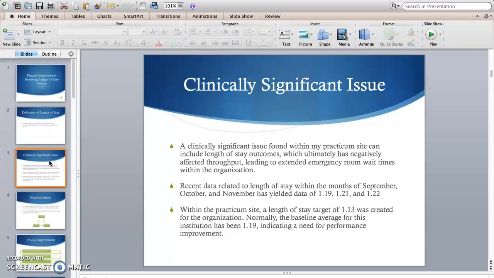And then with that, recent data related to length of stay within the months of September, October, and November has yielded data of 1.19, 1.21, and 1.22. Within the practicum site, a length of stay target of 1.13 was created for the organization, and normally our baseline has been 1.19, which ultimately indicates a need for performance improvement.